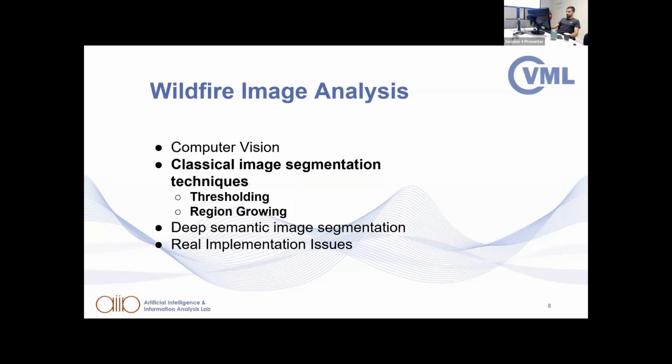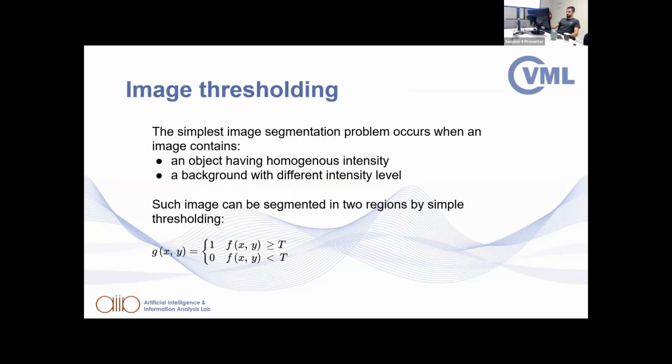Now we'll proceed to some classical image segmentation techniques. The first one is very simple: image thresholding, one of the simplest, most fundamental techniques. This method is particularly effective when the image contains an object having a homogeneous intensity and the background has a distinctly different intensity. Think of it as separating light from dark areas.